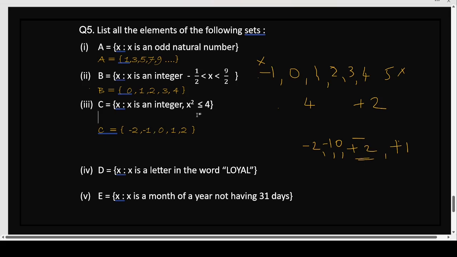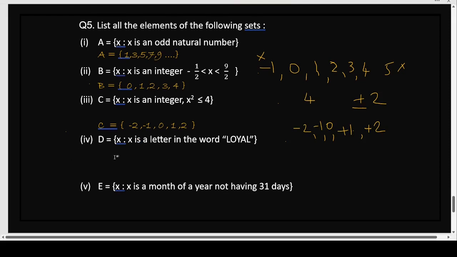Clear? We have to see x square less than or equal to 4. That means when it is equal to 4, what is the square root of that? It is plus or minus 2. From there, you will get the solution.